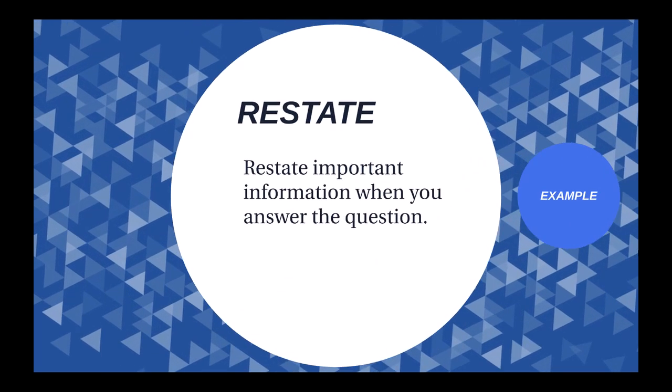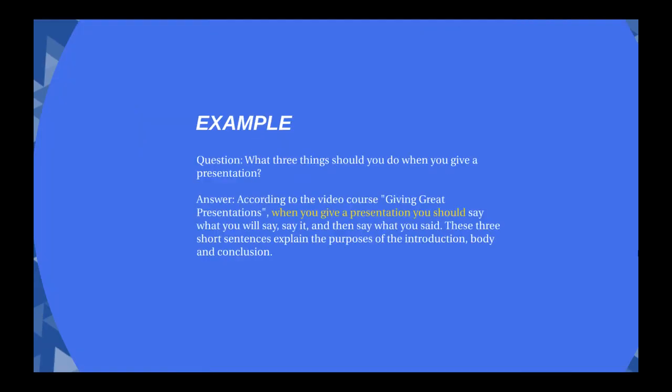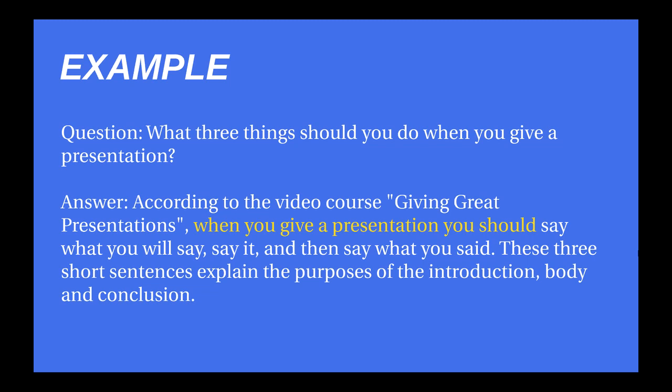R stands for restate. When we answer a short answer question, we want to restate important information. Here's an example. The question is, what 3 things should you do when you give a presentation? And the answer is, according to the video course, Giving Great Presentations, when you give a presentation, you should say what you will say, say it, and then say what you said. These 3 short sentences explain the purposes of the introduction, body, and conclusion.